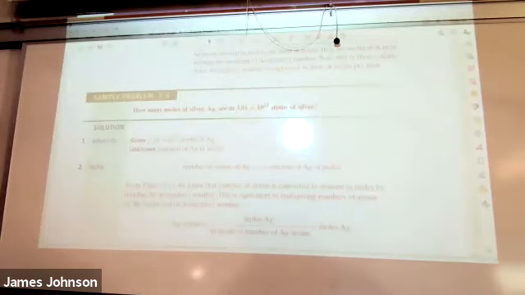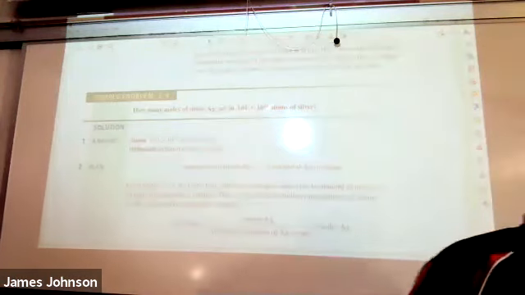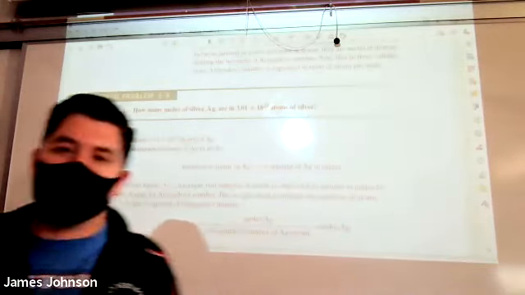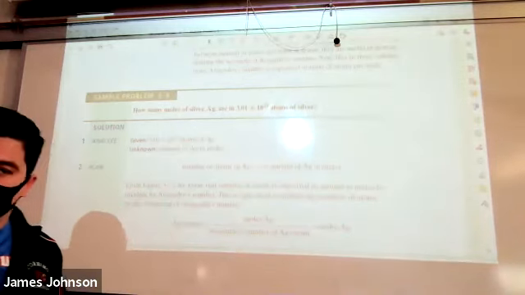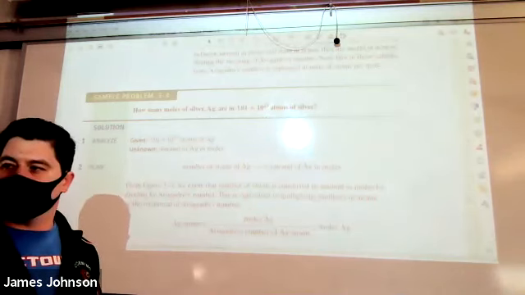All right, sample problem 3-4. In this problem, we're going to introduce using Avogadro's number. A lot of students are really intimidated by this, but try to keep your heads on straight. The procedure is going to be the same. You're just using a new number.